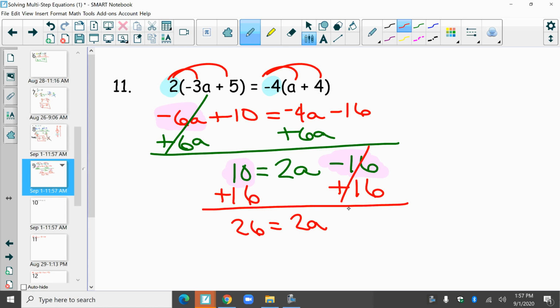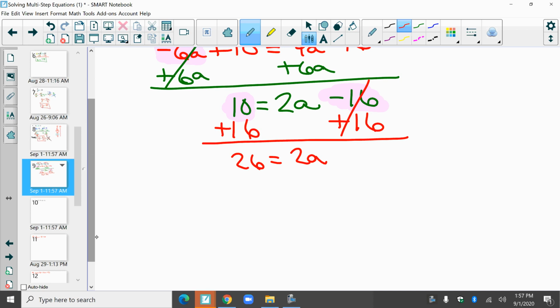I'm solving for the letter a. The 2 is attached to it by multiplication, so how do I get rid of it? By dividing. So if I divide both sides by 2, I have 13 is equal to a.